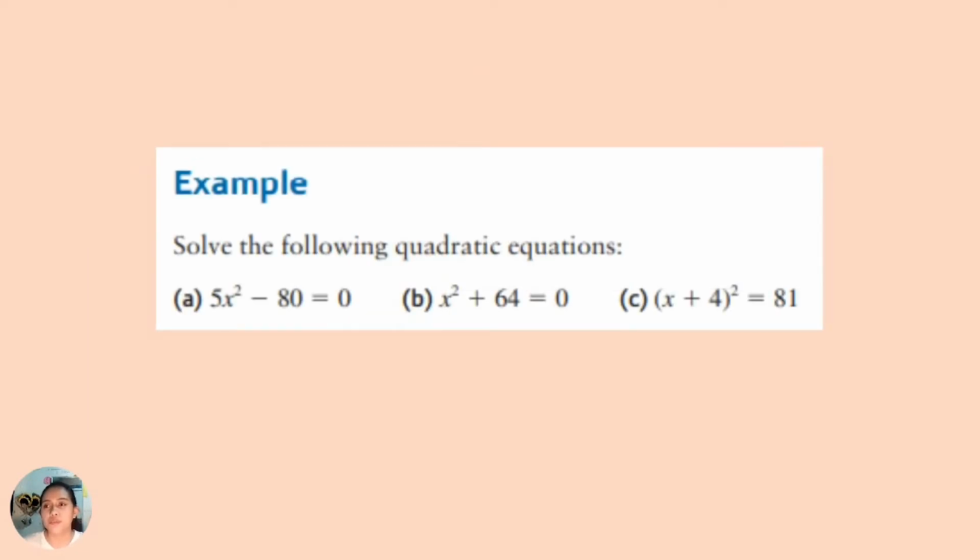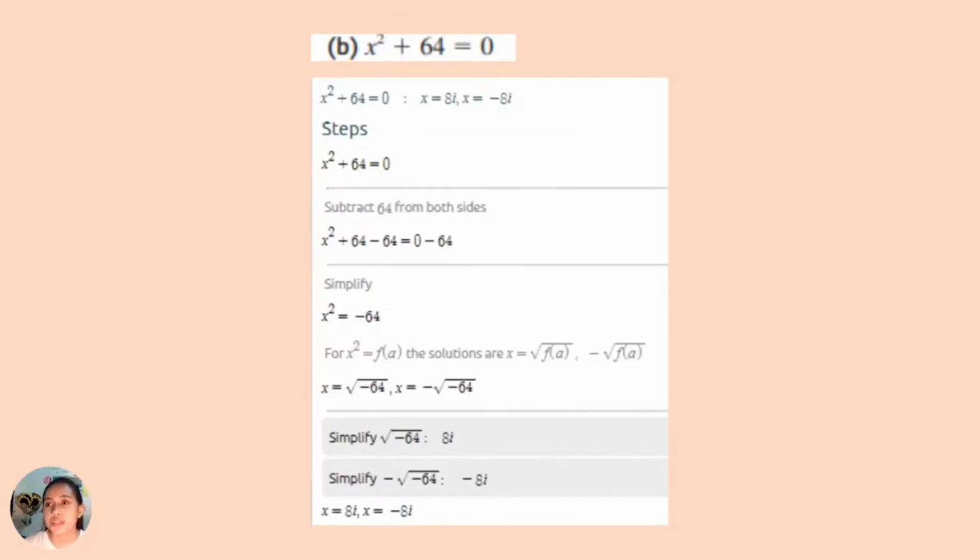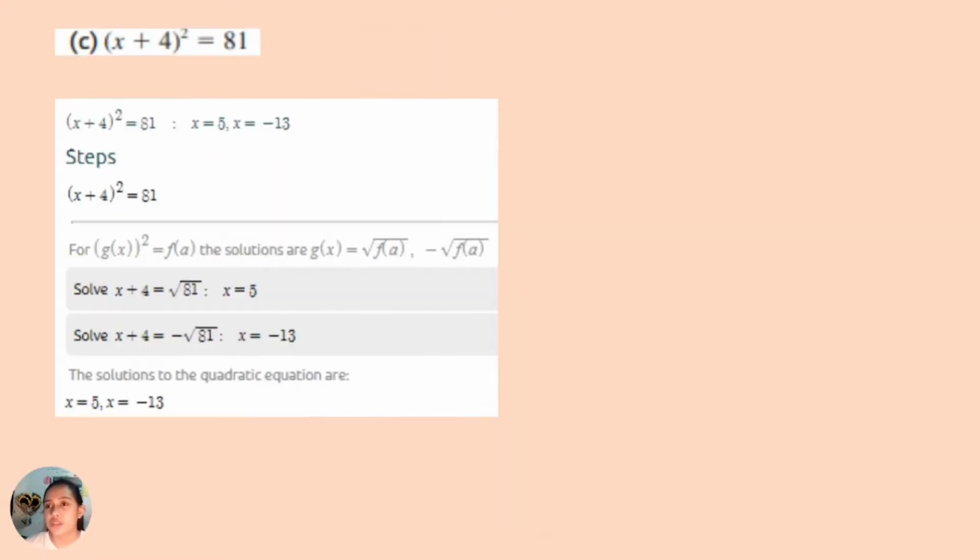Now move on to the example. Solve the following quadratic equations. I hope you remember this topic from when we were having summer class. Letter A is 5x squared minus 80 equals 0. Letter B is x squared plus 64 equals 0. Letter C is the quantity x plus 4 squared equals 81. The answer to A is x equals 4 and x equals negative 4. The answer to B is no solution, since we don't take imaginary numbers in this part. And for C, x equals 5 and x equals negative 13. Please see this PowerPoint presentation to take a review.